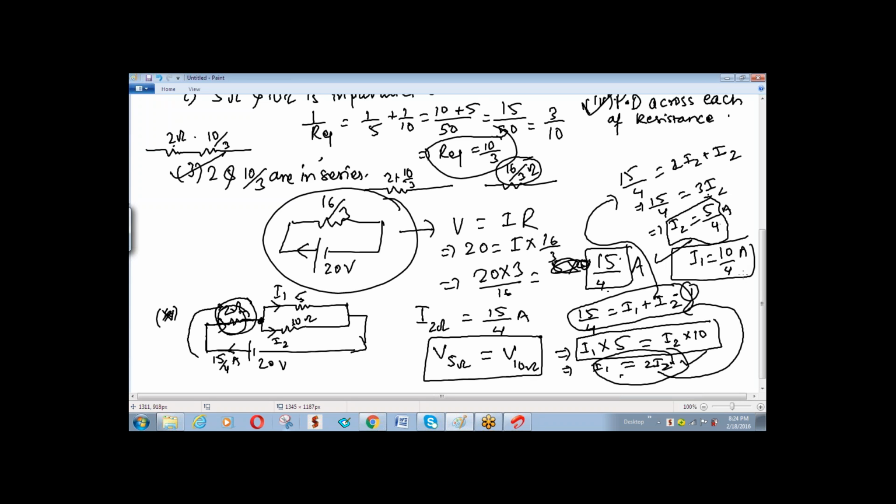Okay. Now, can I say that current through the 10 ohm, that is I2, is 5 by 4? Can I say current through this 2 ohm is 15 by 4? I got the current through each one of the resistances in the circuit, right? So this was our question number 3.